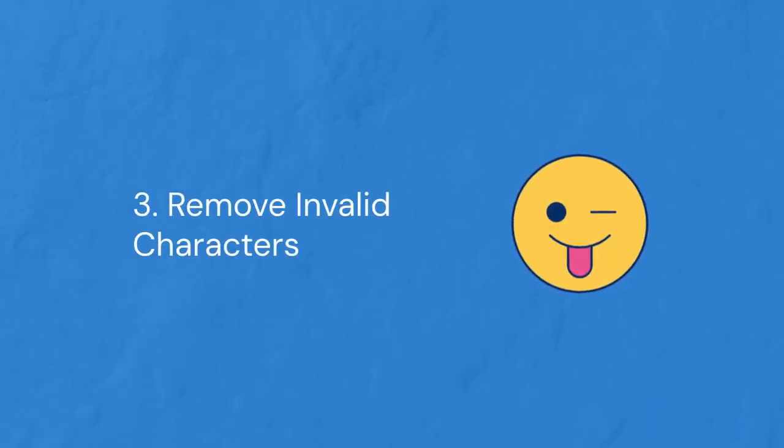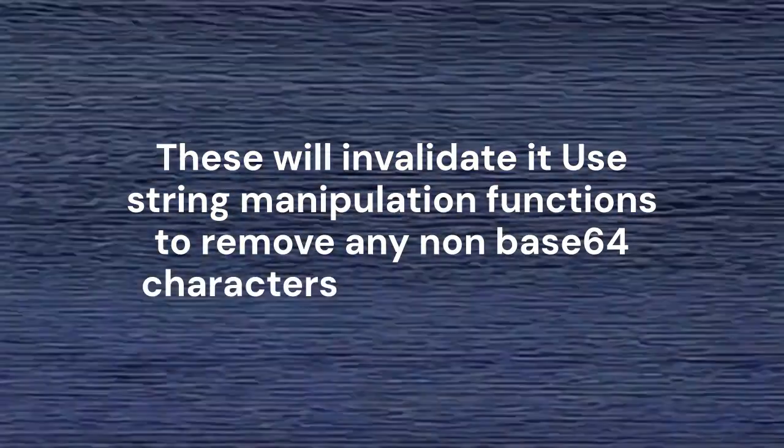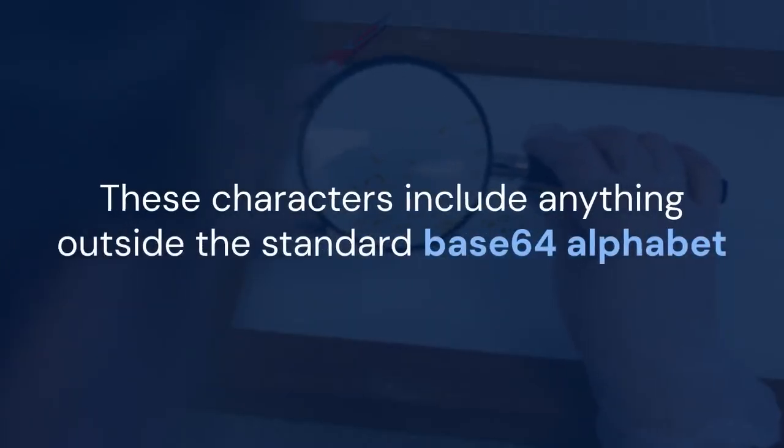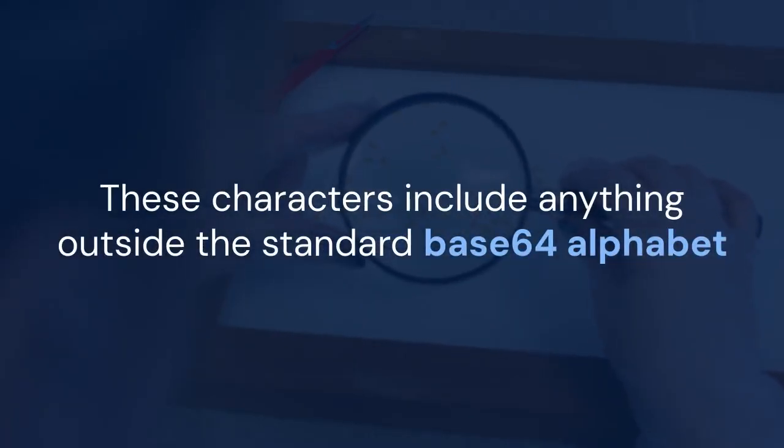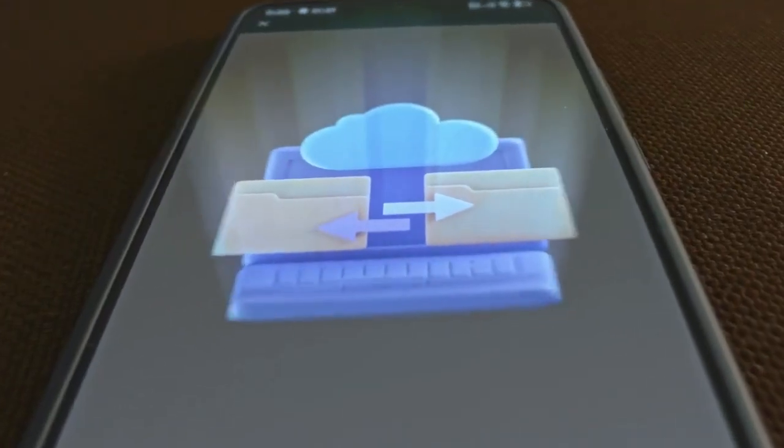3. Remove invalid characters. Sometimes, extra characters, like spaces or line breaks, sneak into the base 64 string. These will invalidate it. Use string manipulation functions to remove any non-base 64 characters before decoding. These characters include anything outside the standard base 64 alphabet: A-Z, a-z, 0 to 9, plus, slash, and equals.